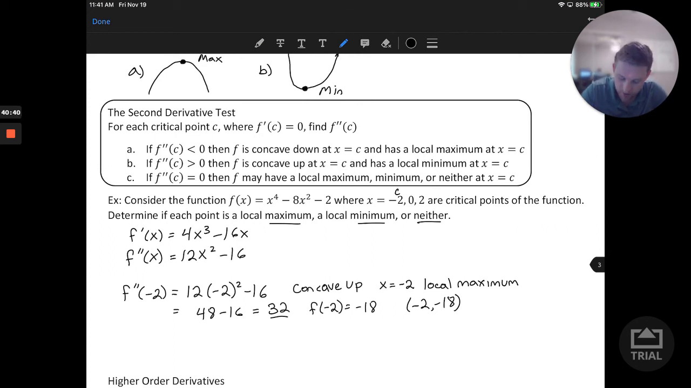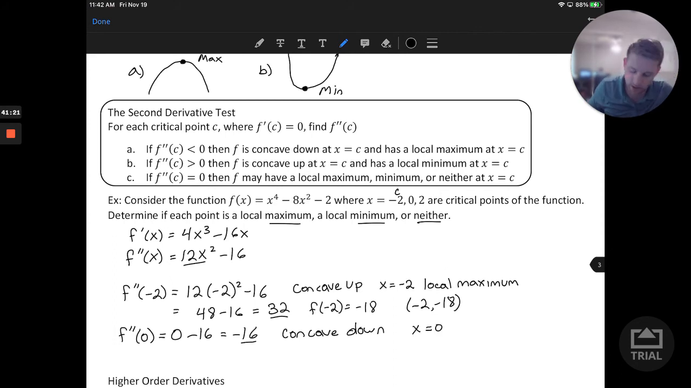Let's go ahead and test the second one, f double prime of 0. Looks like f double prime of 0 is just going to be equal to, this first term will be 0 itself, minus 16, which would be just minus 16. Which again is going to be negative, meaning that at this point in time we are concave down. Therefore, at x equals 0, we're going to have a local maximum.